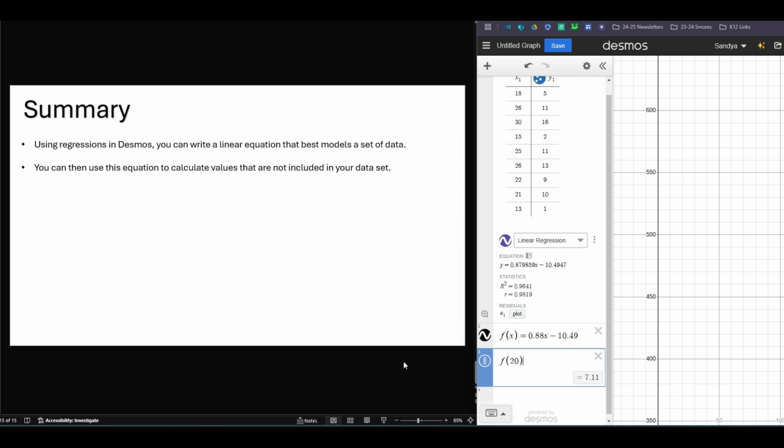So using regressions and Desmos, you can actually write a linear equation that best models a set of data. You can then use this equation to calculate values that are not included in your data set.